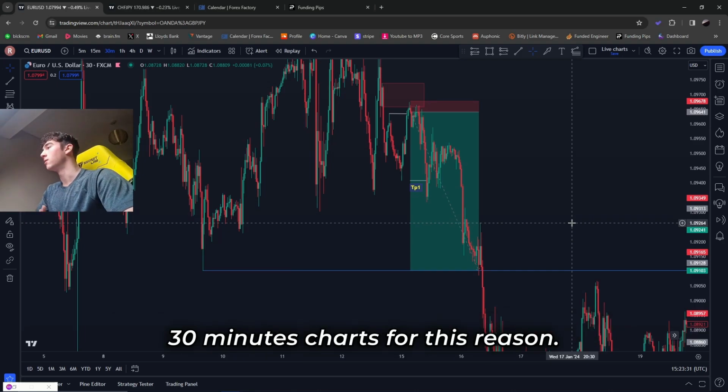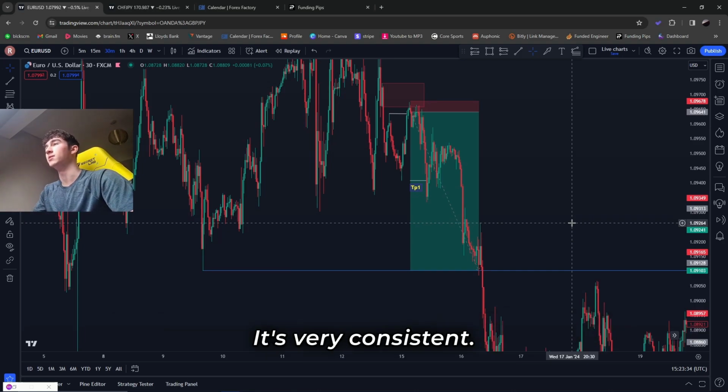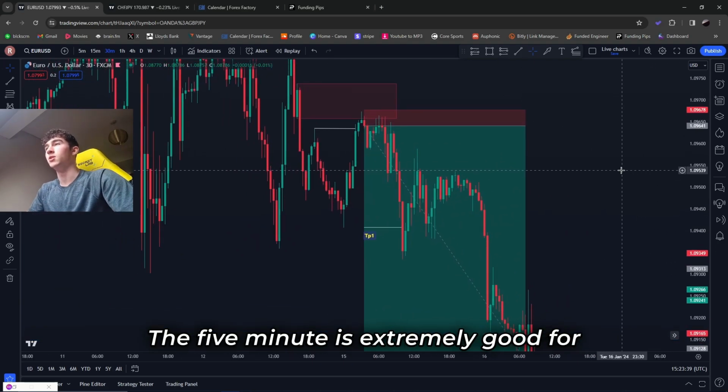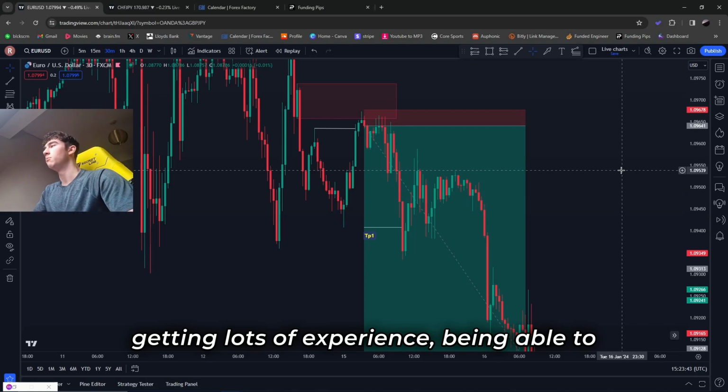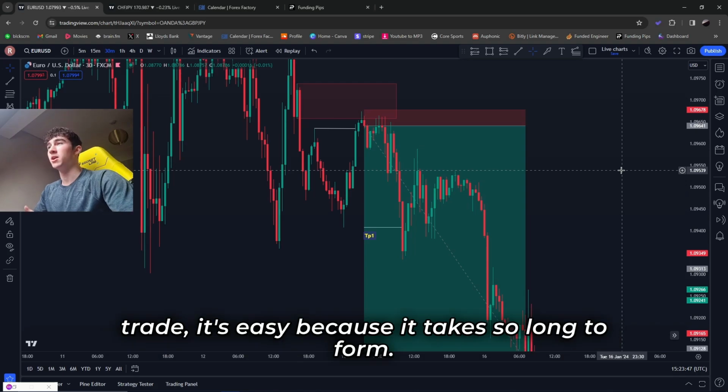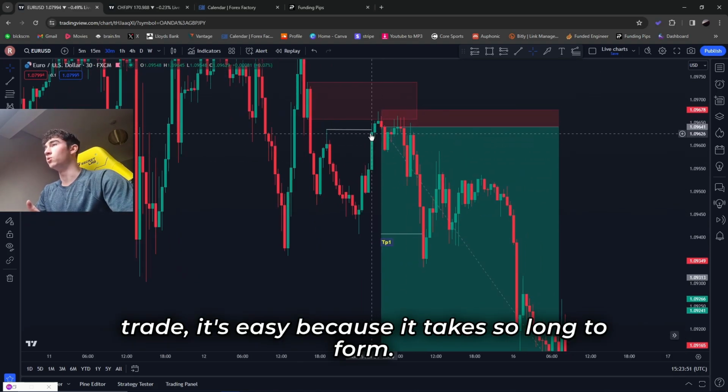Now, I've been really liking the 30-minute charts for this reason. It's very consistent. It's very easy to get the trade entries. The 5-minute is extremely good for getting lots of experience, being able to deal with the most difficult conditions. So if you're going up to the 30-minute for a trade, it's easy because it takes so long to form.